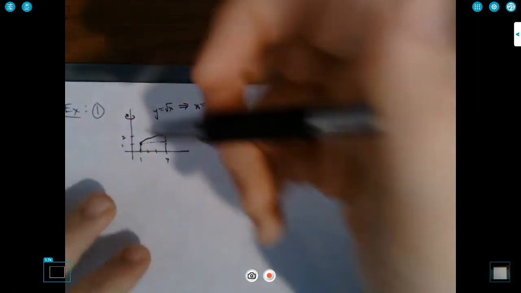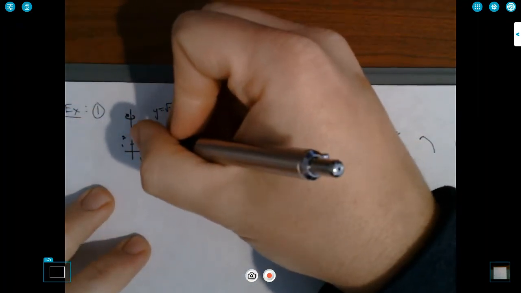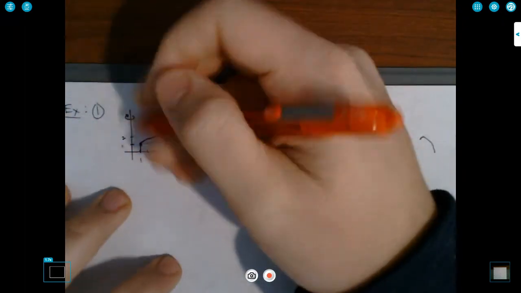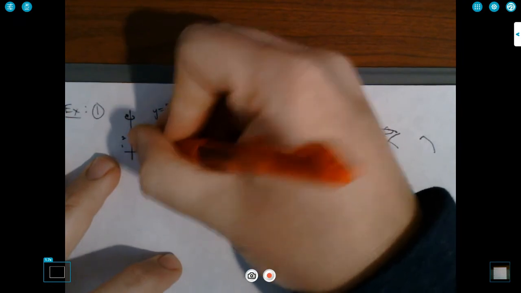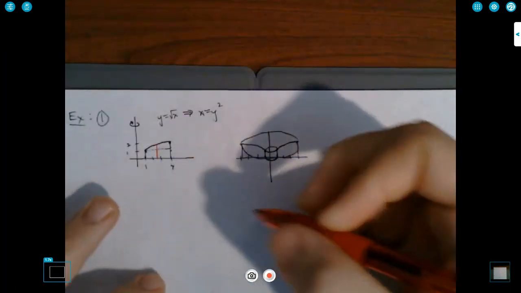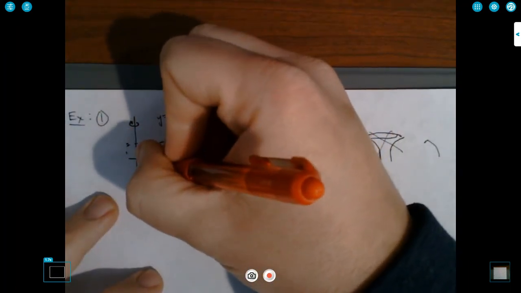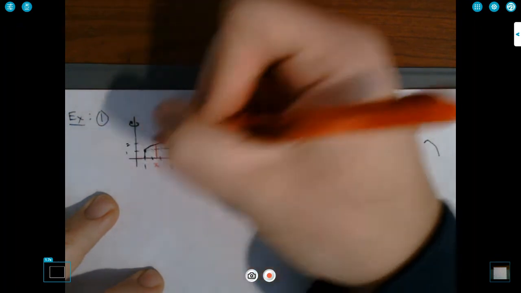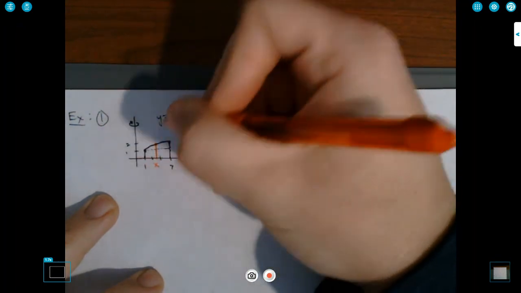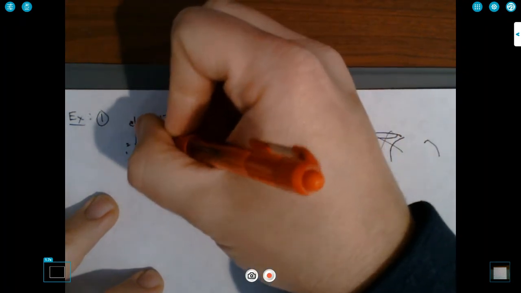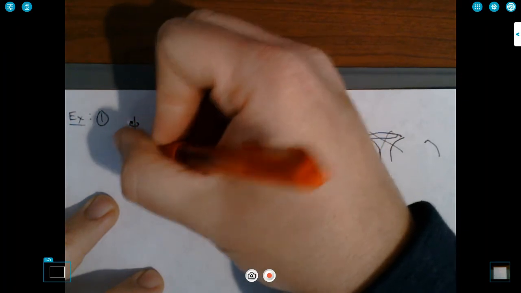So using cylindrical shells, we take an arbitrary cross section, and now imagine that getting rotated around the y-axis. You end up with this cylinder, right? And if we call this x, then the radius of that cylinder is x, and the height of that cylinder is obviously f of x, or in other words, the square root of x. We would say it's the square root of x over here, right?